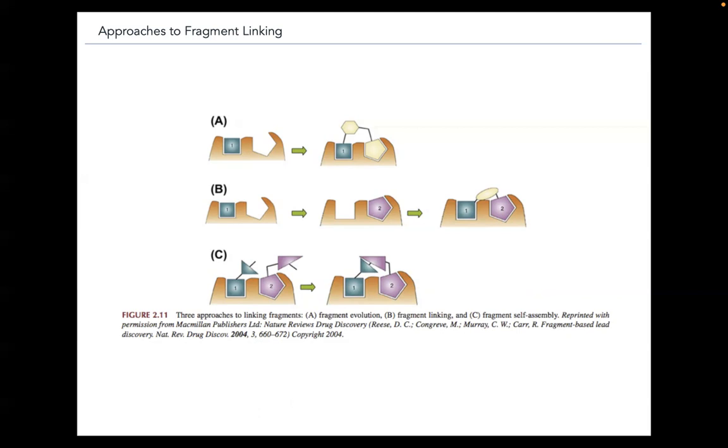Finally, in C, you have this fragment self-assembly, right? So you attach something to 1 and 2 that ultimately, for example, people might use DNA as appendages off of those, so those link naturally just by binding to the macromolecular target.